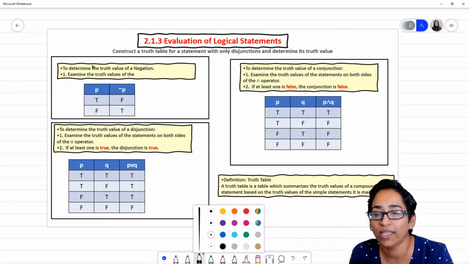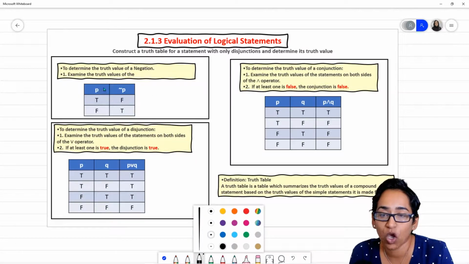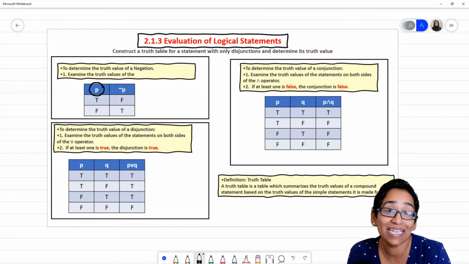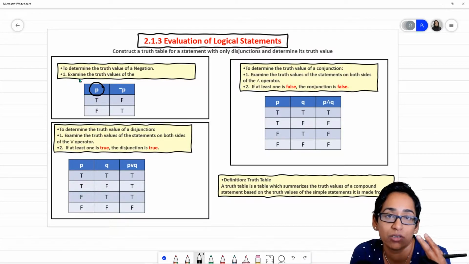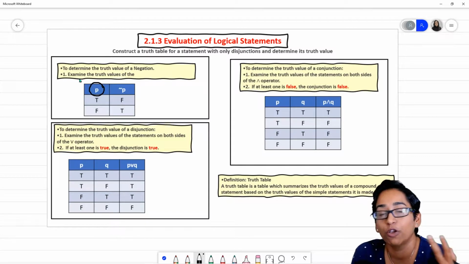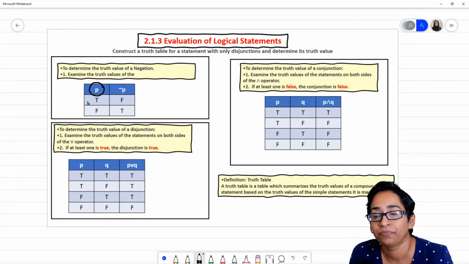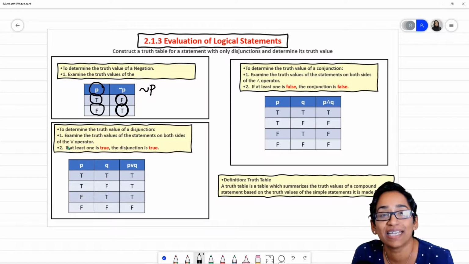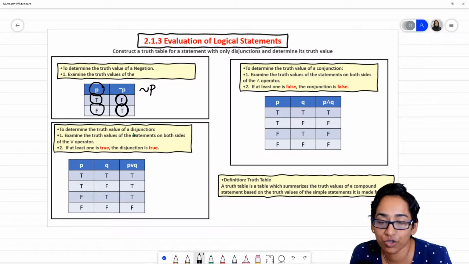Okay, let's start with the truth table of negation. As we all know, negation: if P is any statement, let's say today is Monday, the only two things that can happen are that today is a Monday or today is not a Monday, true or false, right? So the opposite of true is false. How do I represent that? Negation P. The opposite of false is true. As simple as that.